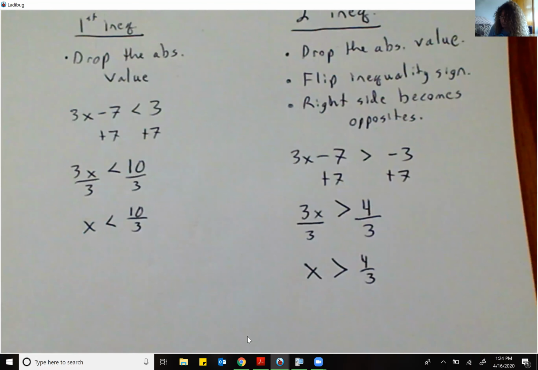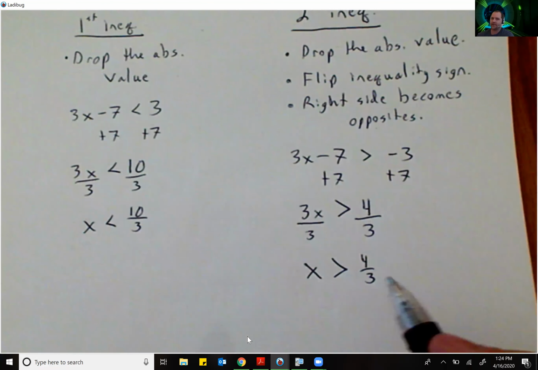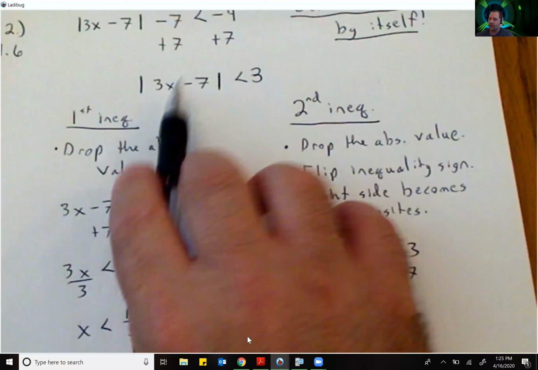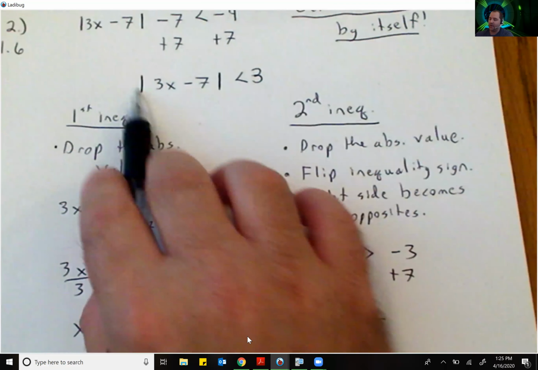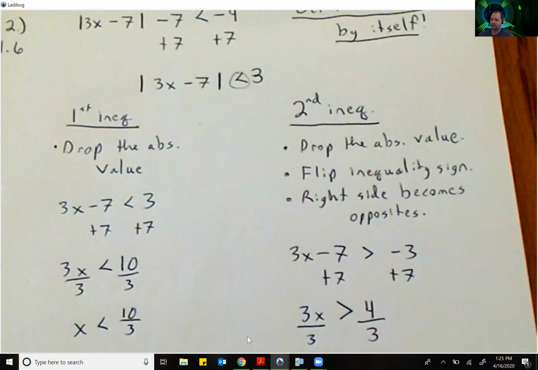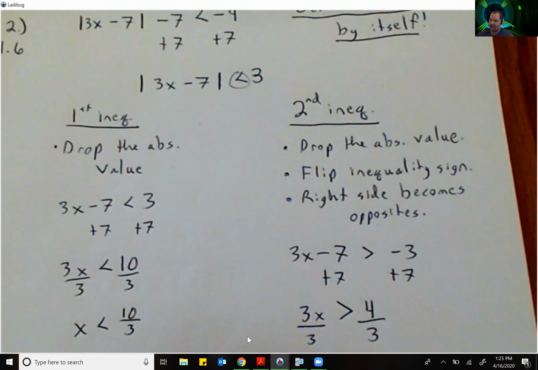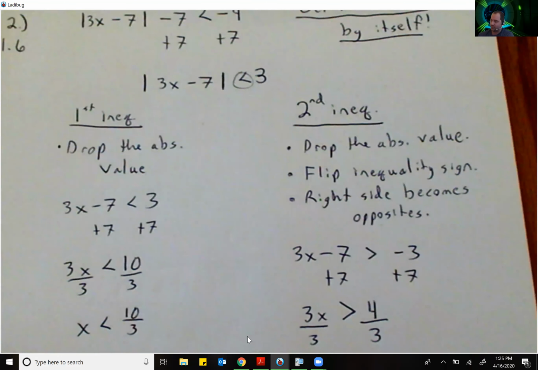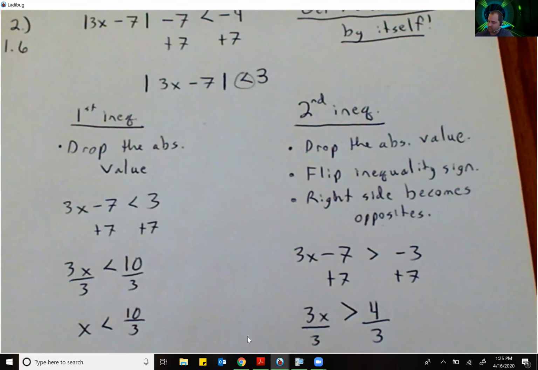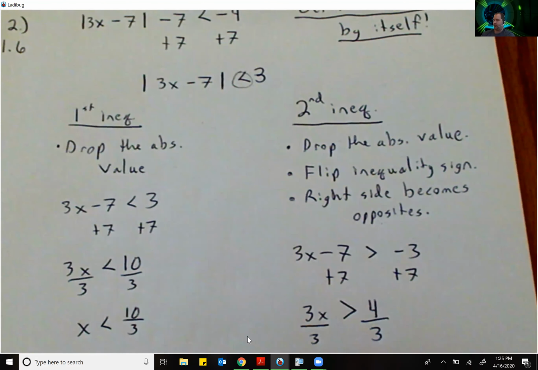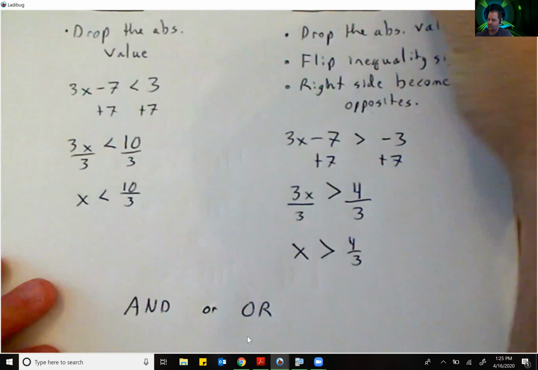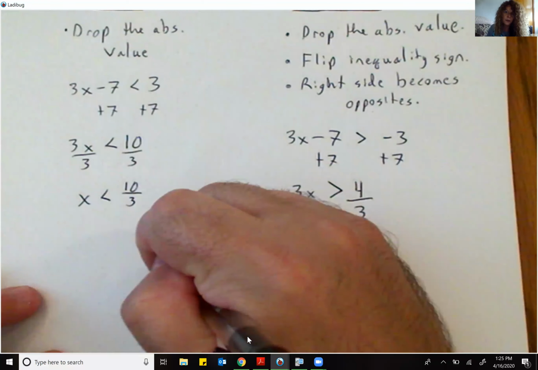Now, we need to know what kind of situation we're dealing with. Is this an and or an or? And again, it's based off of this. You're going to look at the sign. So the question is this an and or an or? That's the question we have to figure out now. We've got our answers, but this will tell us how we need to write up our final answer. So is this going to be an and or an or?